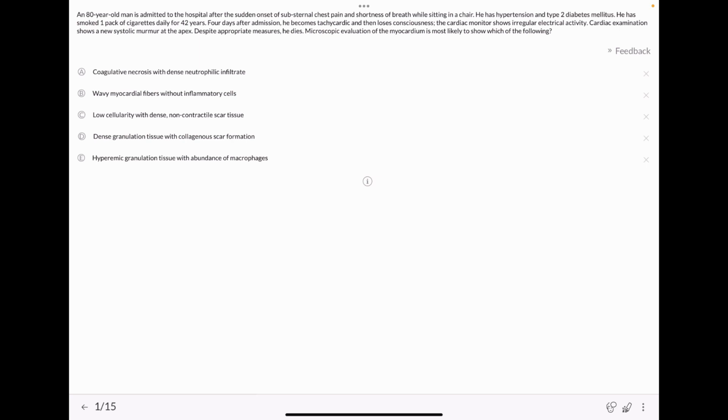An 80-year-old man is admitted to the hospital after the sudden onset of substernal chest pain and shortness of breath while sitting in a chair. Obviously, this is typical chest pain. He has hypertension and type 2 diabetes, and has been a smoker for 42 years. 4 days after admission, this is the timeline here, guys, you need to be aware of while answering MI questions, he becomes tachycardic, then loses consciousness, and the cardiac monitor shows irregular electric activity. So he actually develops VFib or some sort of life-threatening arrhythmia.